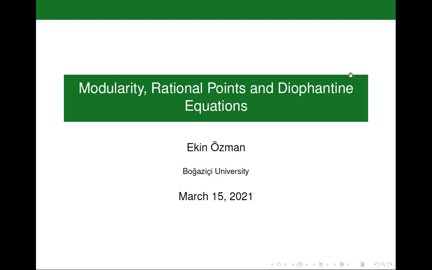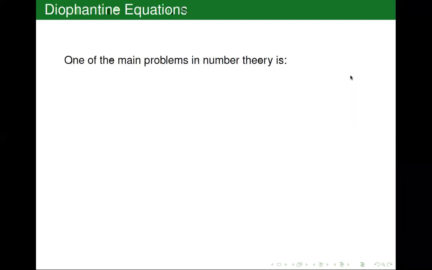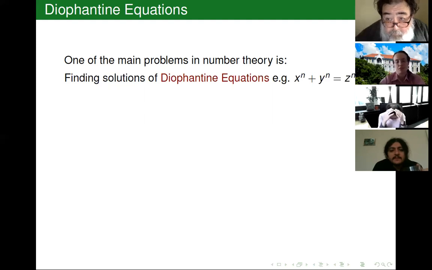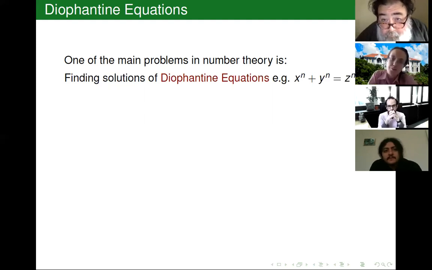But let's see. The main motivation of the talk will come from one of the main problems in number theory, which is, I think, finding solutions of Diophantine equations. The one that we see on the first slide is one of the most famous of those equations, the Fermat equation. And it's a hard problem. It took hundreds of years for mathematicians to be able to come up with a solution to this Diophantine equation.